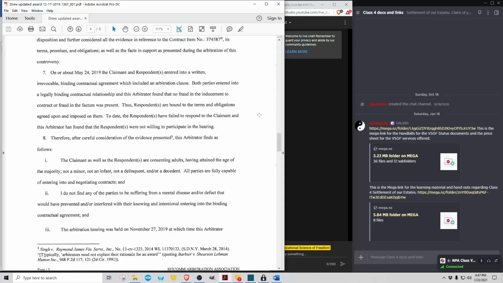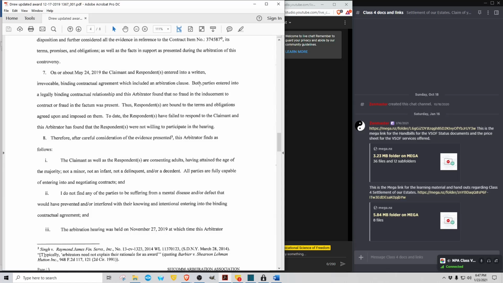On or about May 24th, the claimant and respondent entered into a written, irrevocable, binding contractual agreement. That'd be the KW, folks. Which included an arbitration clause, which does. Both parties entered into a legally binding contractual relationship, and this arbitrator found that no fraud in the inducement to the contract or fraud to the factum was present.